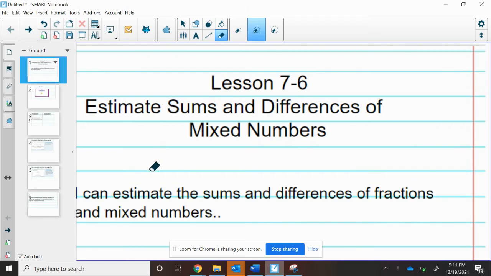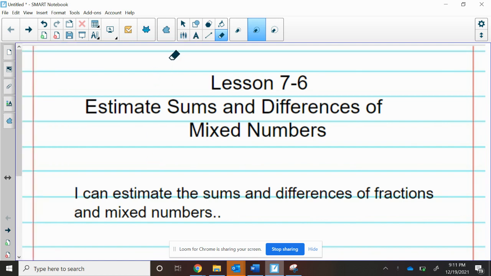Hi class, welcome to lesson 7-6, estimating sums and differences of mixed numbers. Your I can statement for today is: I can estimate the sums and differences of fractions in mixed numbers.